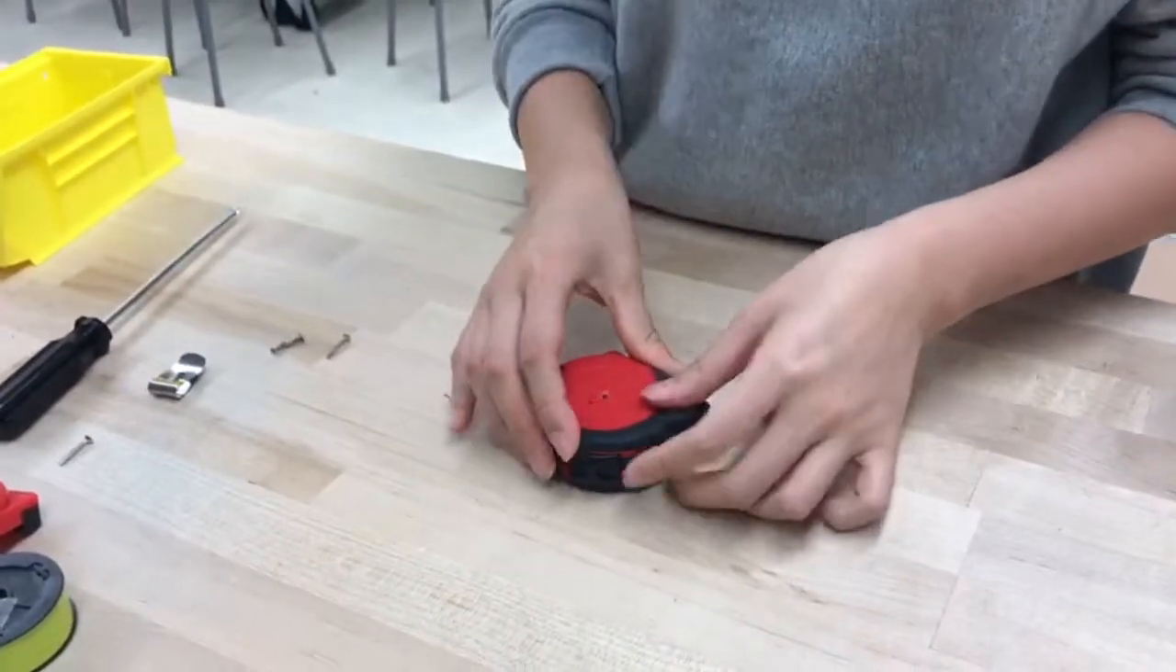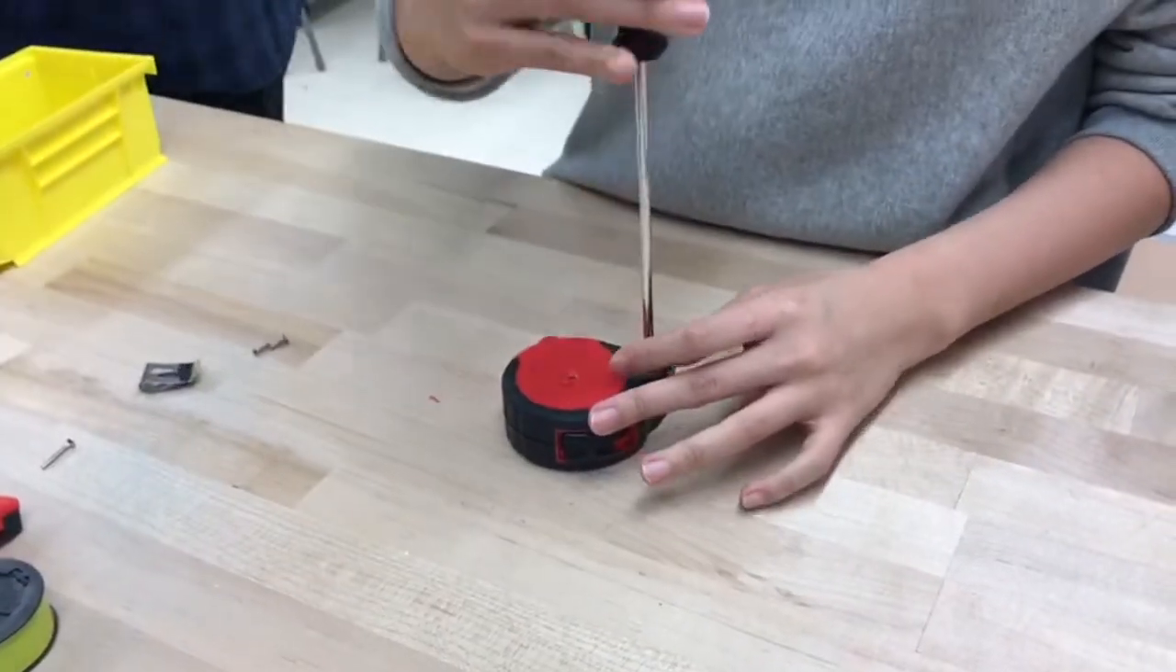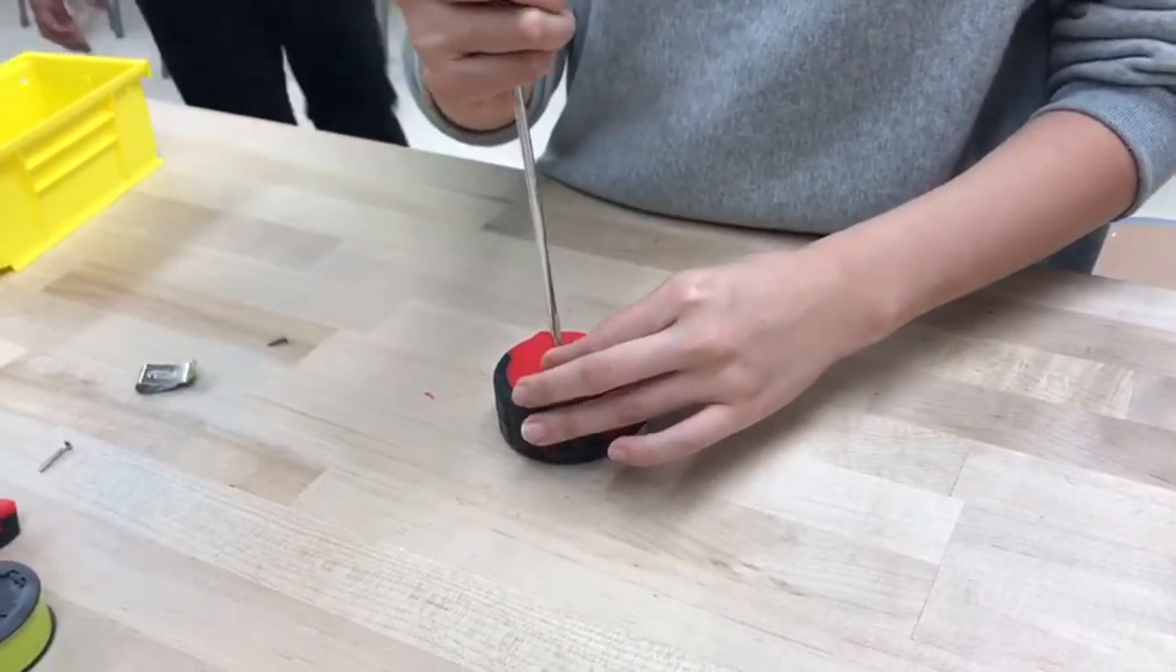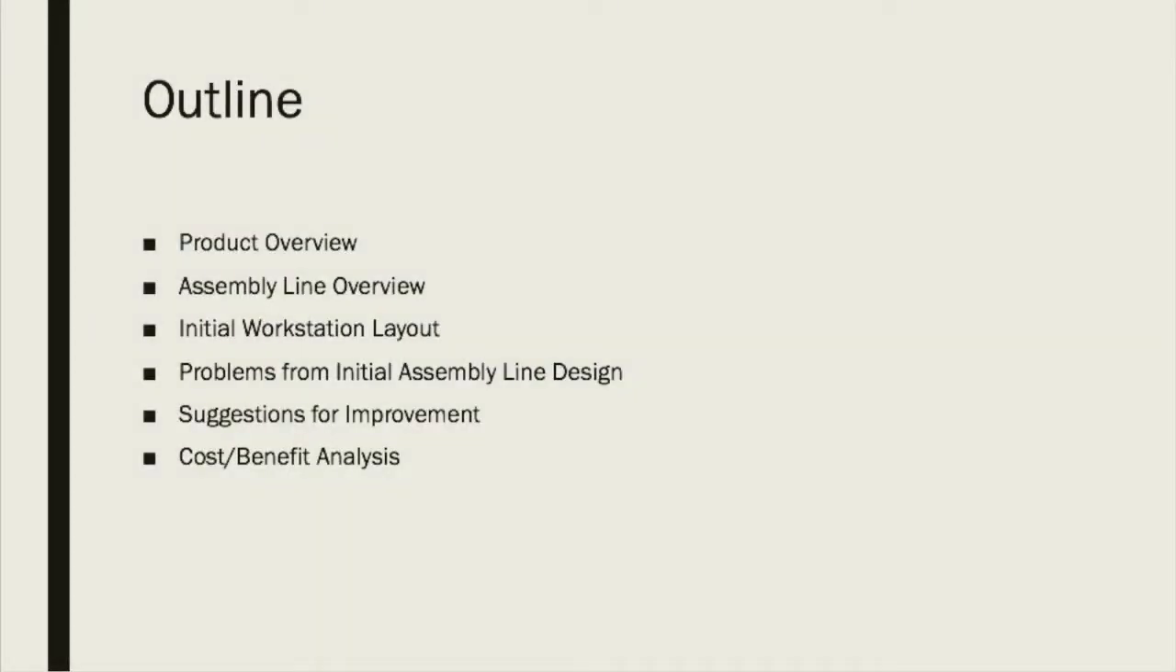The purpose of this video is to show how our design was improved from its initial state, along with suggestions on how to implement it further. To begin, we will be going over the product overview and the assembly line overview through a precedence diagram, followed by the initial workstation layout. Then we will talk about the problems that we encountered from Design Lab 1 with suggestions on improvement. Finally, we will show a cost-benefit analysis on the improved design.